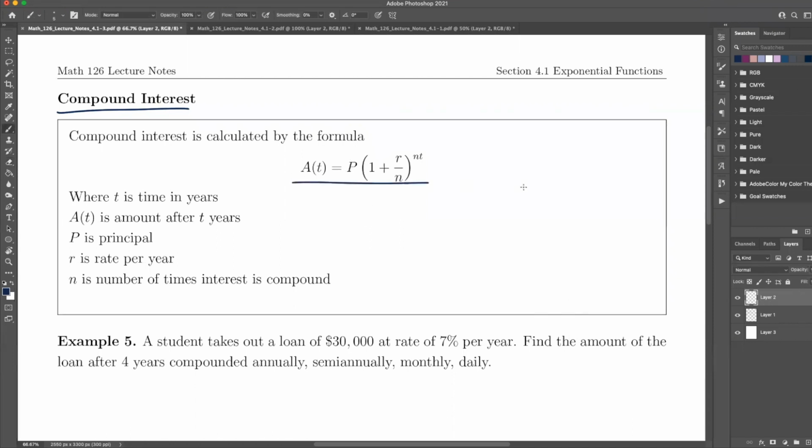All right, so this is the interest formula. Here is 1 plus R, which is your rate per year. Your rate per year is going to be given, here 7%, usually as a percentage. Convert that over to a decimal. And then N is the number of times the interest is compounded per year.